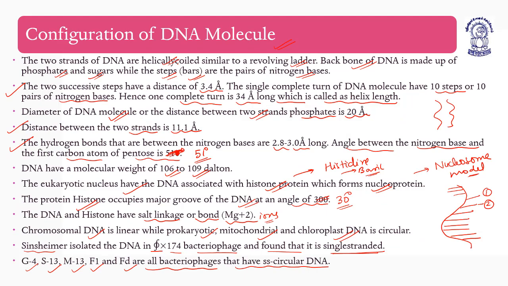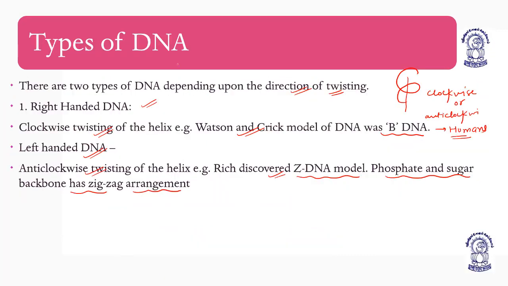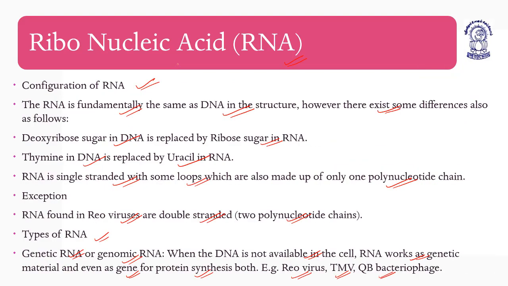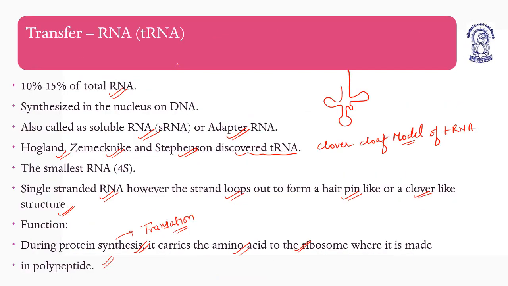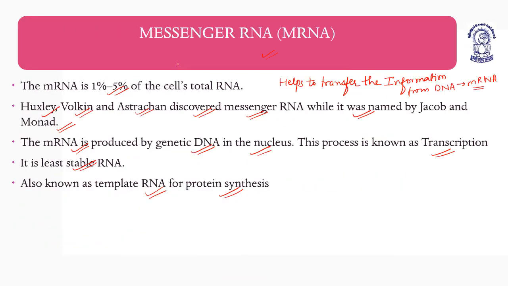Single-stranded DNA is found in the phi X 174 bacteriophage, G4, S4, S13, M13, like that. Types of DNA: right-handed in B-DNA, left-handed in case of Z-DNA. Ribonucleic acid types: genomic, non-genomic. Then transfer RNA, messenger RNA, and rRNA.